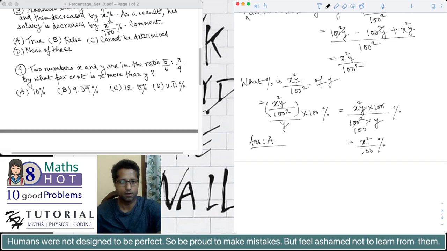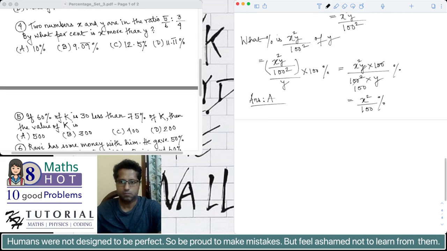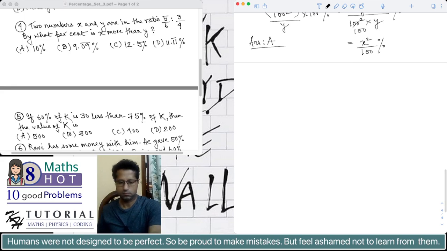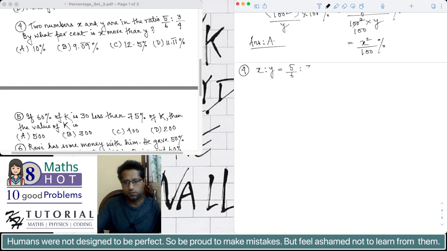Let's do problem number 4. Two numbers x and y are in the ratio 5 by 6 is to 3 by 4. So it is given that x is to y is equal to 5 by 6 is to 3 by 4. By what percent is x more than y?